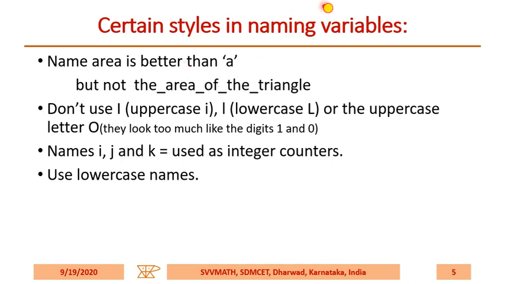There is a certain style in naming variables. Naming it area is better than simply writing a, but not to write the area of a triangle. Don't use uppercase I, lowercase l or uppercase O, because they look too much like the digits 0 and 1. Names i, j, k are used as integer counters, which we do in C language also. There is no rule, but most people do it. And use lowercase names.